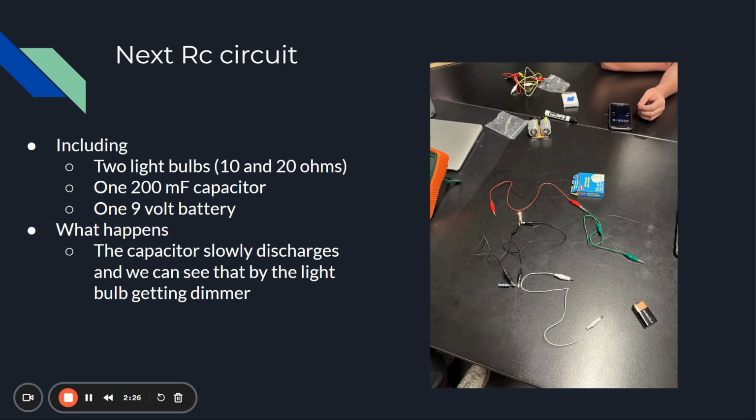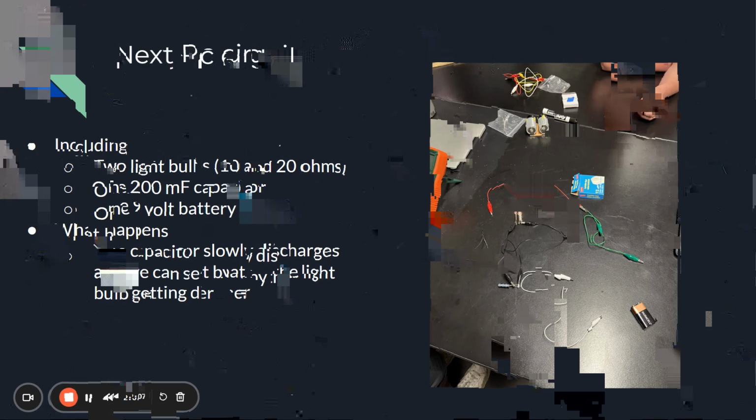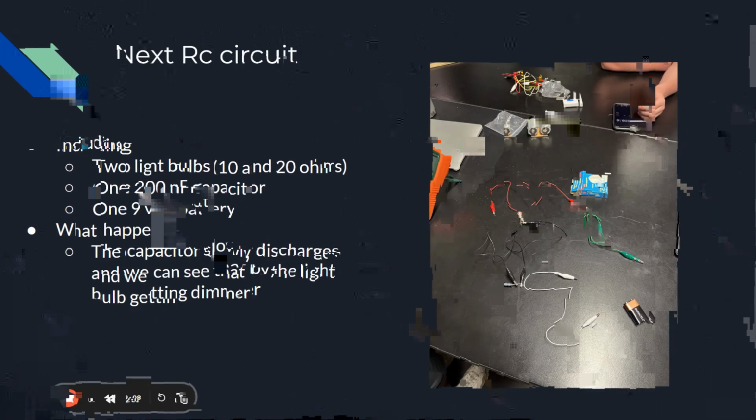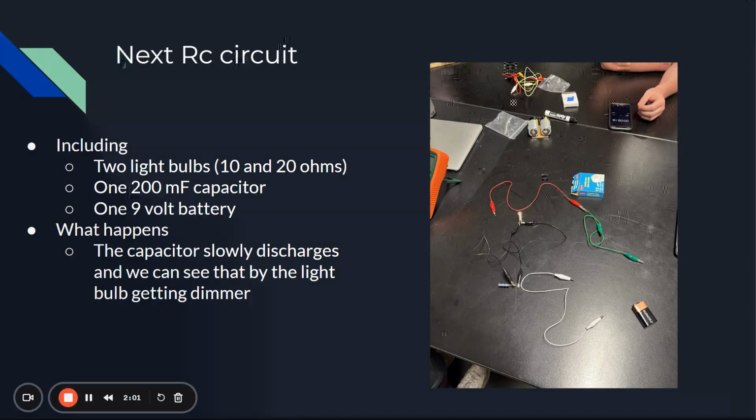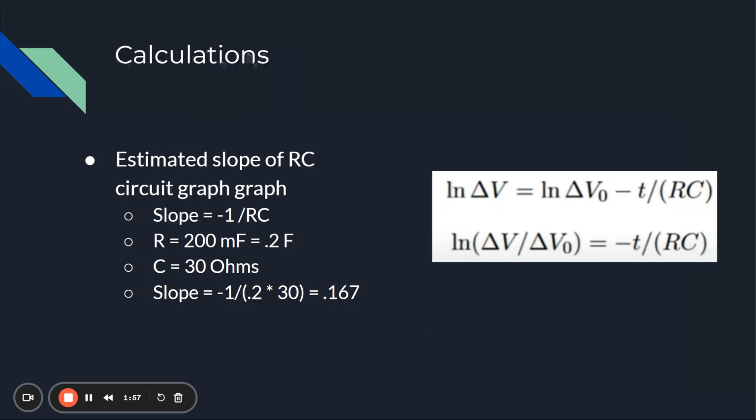So our next RC circuit that we did, we used two light bulbs instead of resistors, of 10 and 20 ohms. We used one 200 millifarad capacitor and one 9-volt battery. So what happens? Well, when we connect it to the battery, the capacitor will slowly charge up. And then once we let go and connect it to the lights, completing the circuit, the capacitor slowly discharges. And we can see that by the light bulb, which will first start out really bright, and then slowly decrease in brightness and get dimmer.